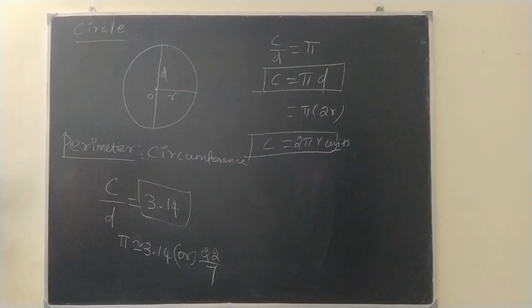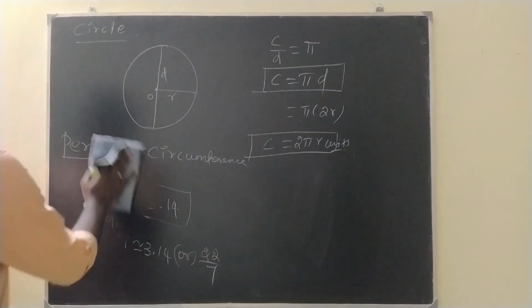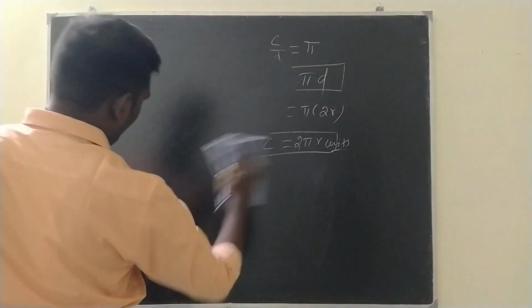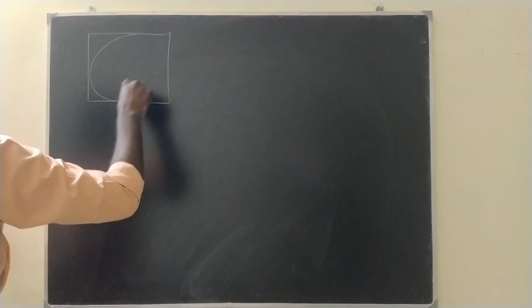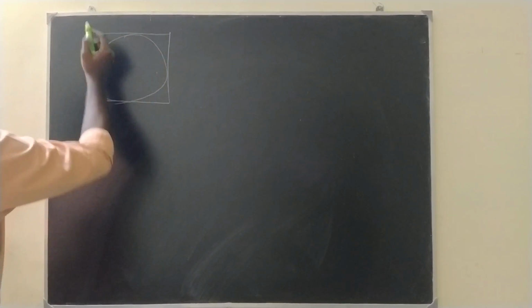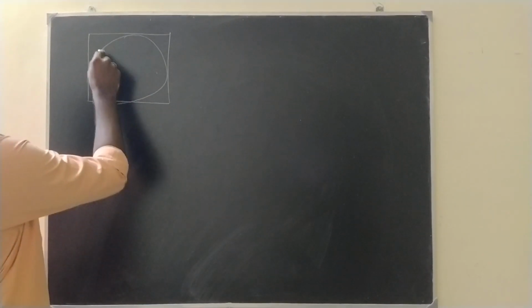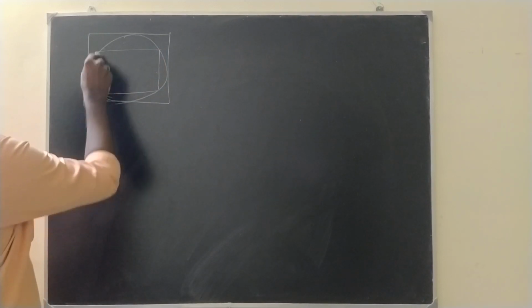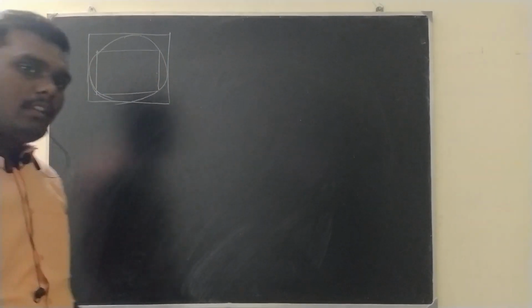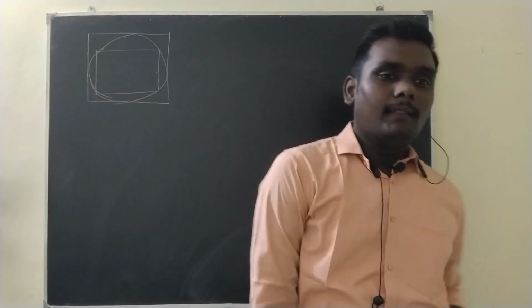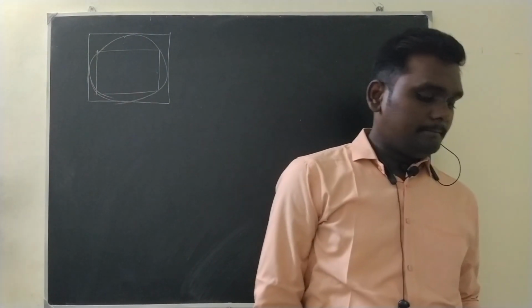Okay. There is a try this question. In that try this question, there is a diagram. It is given a square. Inside the square, there is a circle. Just pretend that the circle touches all the edges of the square. Inside the circle, again there is a square. Now the question is, which square has the larger perimeter?